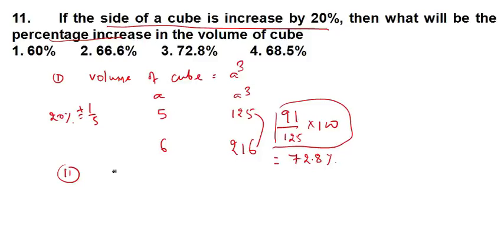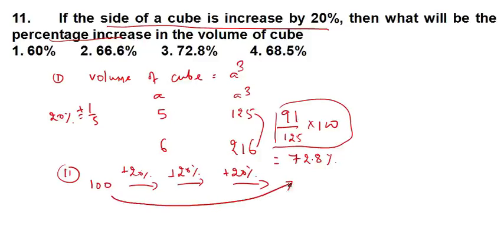Okay, I'll assume my volume of cube to be 100. Fine. And now this is a cube, means 3 times 20%. There will be increase of 20%, right? These all are increases, means plus. So if you increase, what will be the net increase? That is what we have to find out. Fine. So if we increase 20% on 100, it means 120.